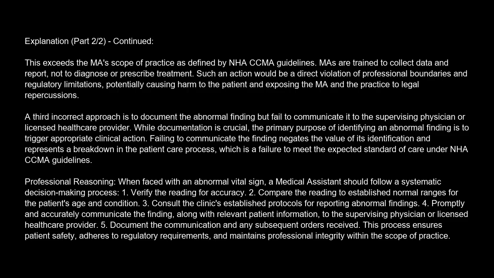Professional reasoning. When faced with an abnormal vital sign, a medical assistant should follow a systematic decision-making process. 1. Verify the reading for accuracy. 2. Compare the reading to established normal ranges for the patient's age and condition. 3. Consult the clinic's established protocols for reporting abnormal findings. 4. Promptly and accurately communicate the finding, along with relevant patient information, to the supervising physician or licensed healthcare provider. 5. Document the communication and any subsequent orders received. This process ensures patient safety, adheres to regulatory requirements, and maintains professional integrity within the scope of practice.